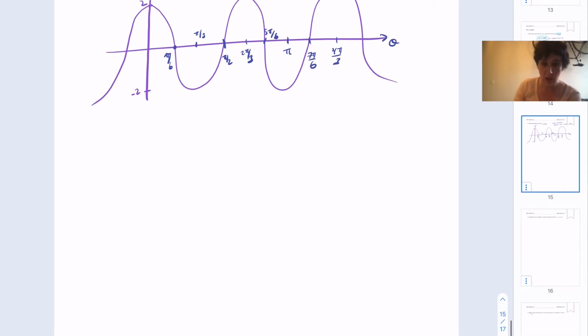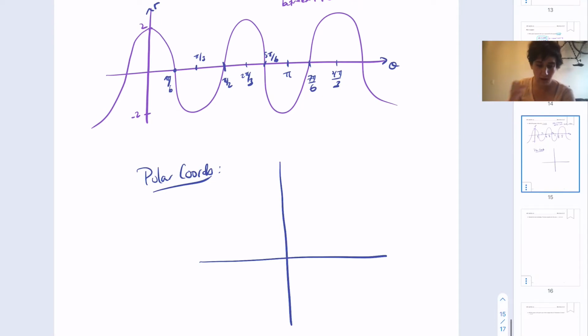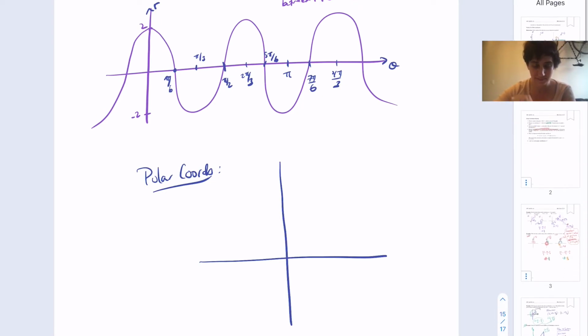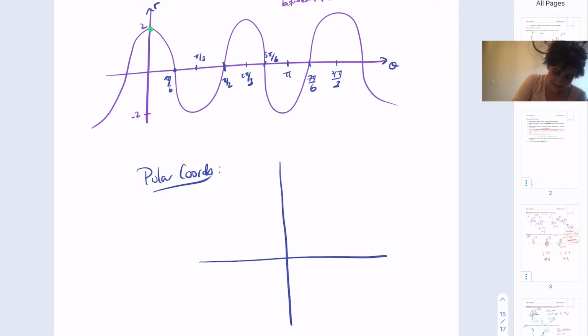Okay, so now we're going to talk about polar coordinates. So here they are. What are we going to do? Well, let's plug in some points that we do know. When theta is equal to 0, r is equal to 2, so let's place that point here. Okay?